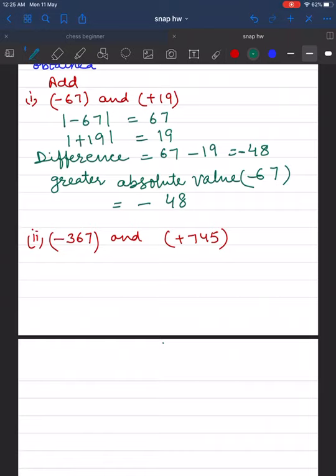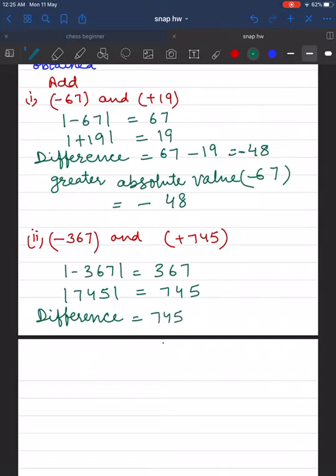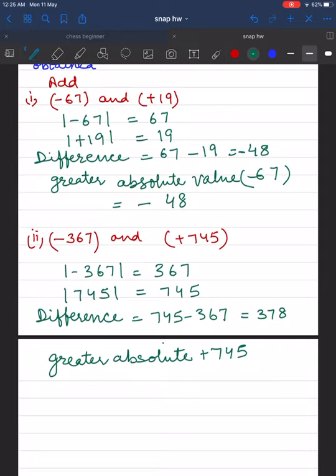Now next is minus 367 and plus 745. So first let's write their absolute values. So absolute value of minus 367 is 367 and absolute value of 745 is 745. Now let's find their difference of absolute values, which is 745 minus 367, which is equal to 378. Now greater absolute value has plus sign. So here greater absolute value is 745 and it has plus sign with it. So we have to write plus sign to the result obtained. So our answer is plus 378 or simply 378.